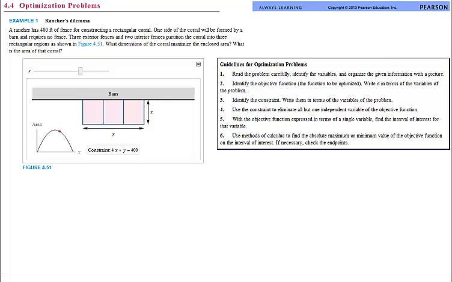Section 4.4 is comprised of word problems, specifically optimization. We're going to find maximums and minimums. We want to find things like the least expensive, the most profitable. We want to maximize one thing or another, and this is going to be called our objective function, whatever it is we're trying to maximize or minimize.